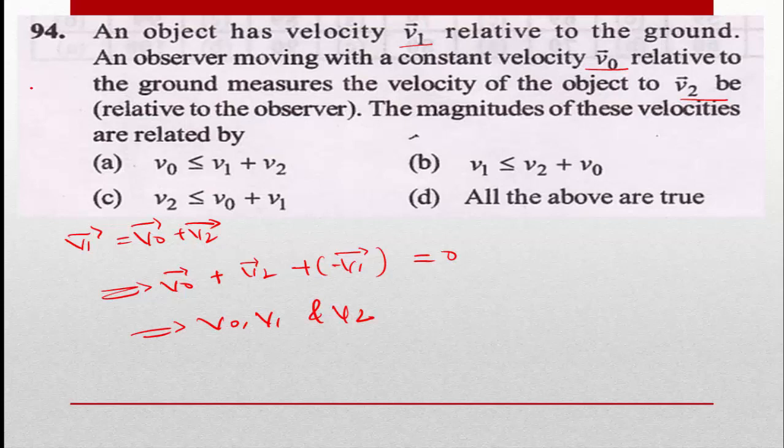We know that the sum of any two sides of a triangle is greater than the third side. Therefore, option A, option B, option C, all are correct. All the above are correct.